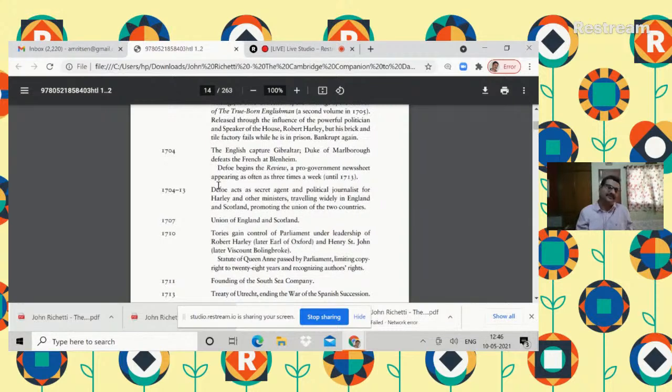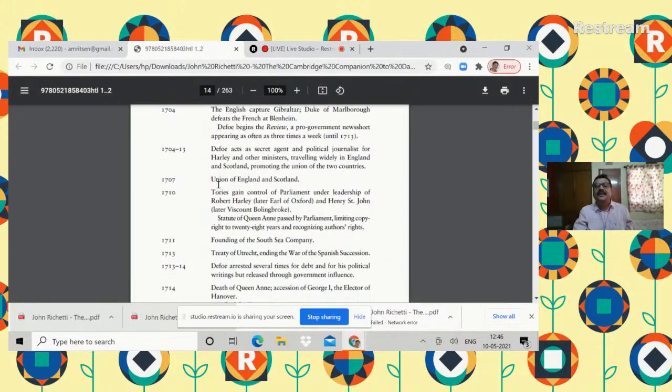From 1704 to 1713, once again, Defoe is asked to work for the state, for the government. And he travels extensively to London, to Edinburgh, to Scotland, in disguise, not in disguise really, but he pretends to be sympathetic to the Scots, while in reality he is arguing for the Act of Union and plays a major part in it. It's a considerable risk because if his identity had been revealed, Defoe would have been torn to bits. Now, in 1707, of course, you have the Union of England and Scotland.